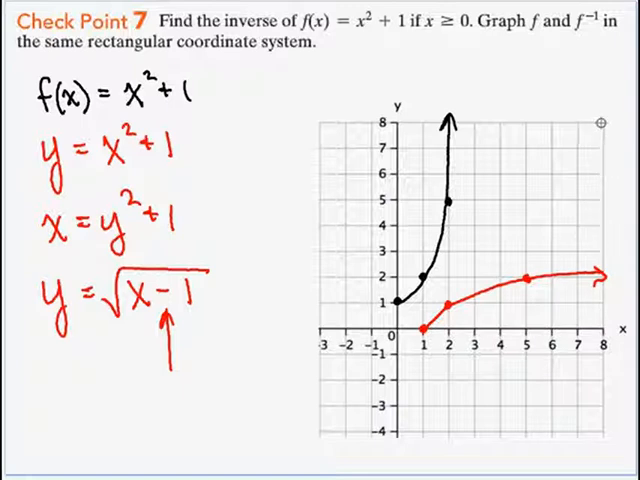Again, we are reflected about the line y equals x. Again, here's the point 2 comma 5. Here's the point 5 comma 2. 2 1 and 1 2. 1 0 and 0 1.